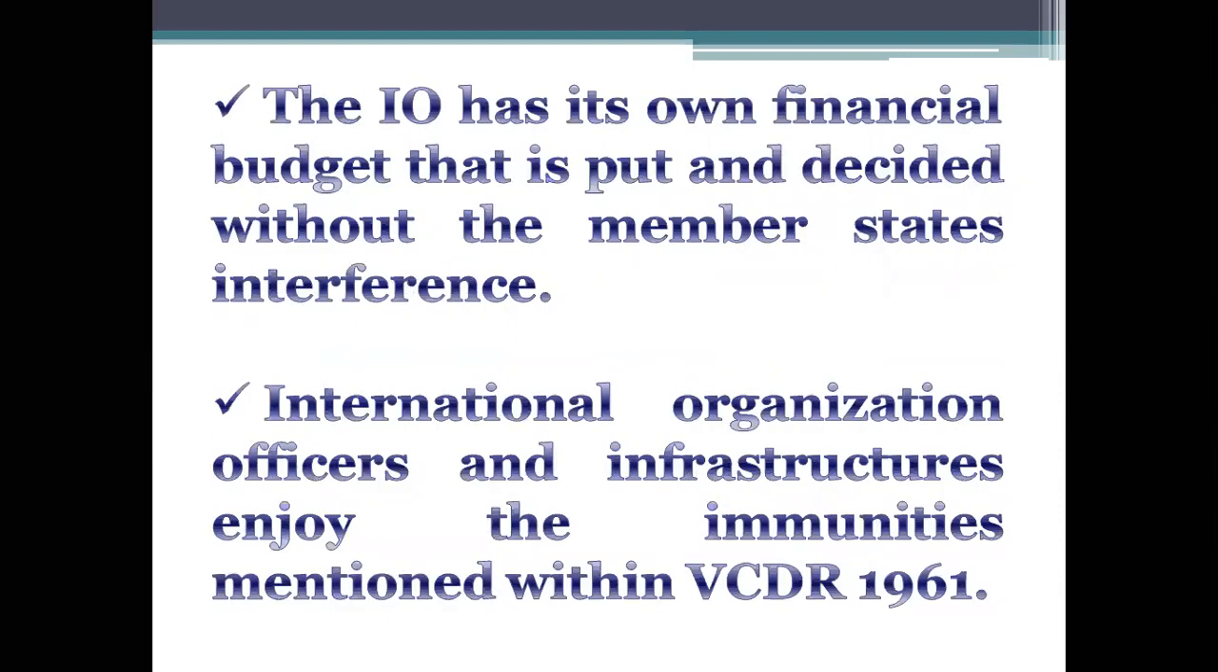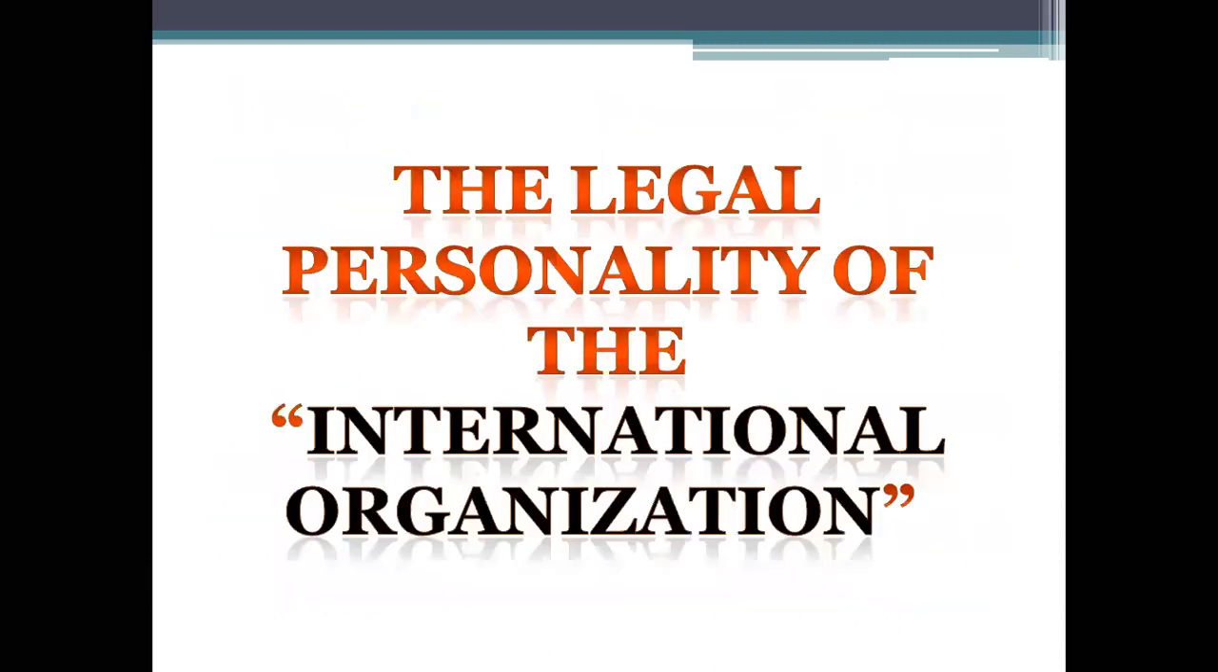The international organization has its own financial budget. Also, it is away from the interference of the member states. And finally, the officers and the infrastructures of the international organization enjoy the immunities in the Vienna Convention on Diplomatic Relations 1961. Okay, so this is all about what we mean by the legal will, or the independent will, that the international organization has.